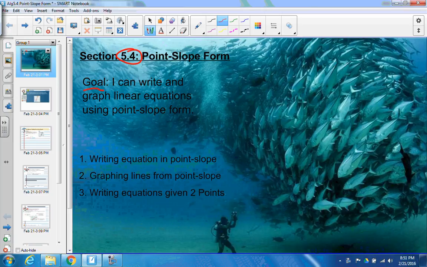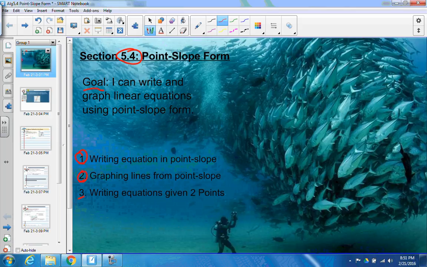I have it broken up into three parts: writing equations in point-slope form, graphing them, and then writing equations given 2 points, which is what we've done already with slope-intercept, but we're going to do it a different way with point-slope. And I'm going to break this up into two videos. So the first video is going to have sections 1 and 2 today.